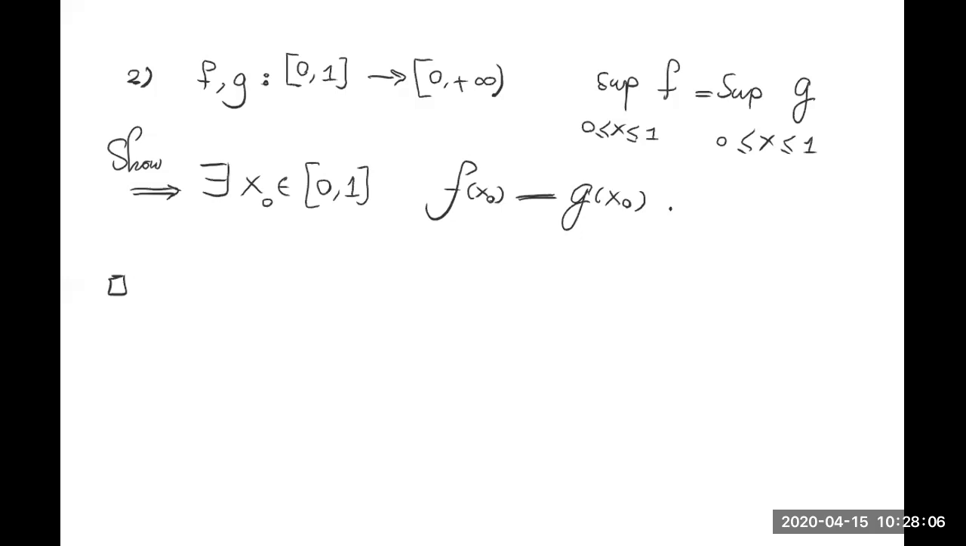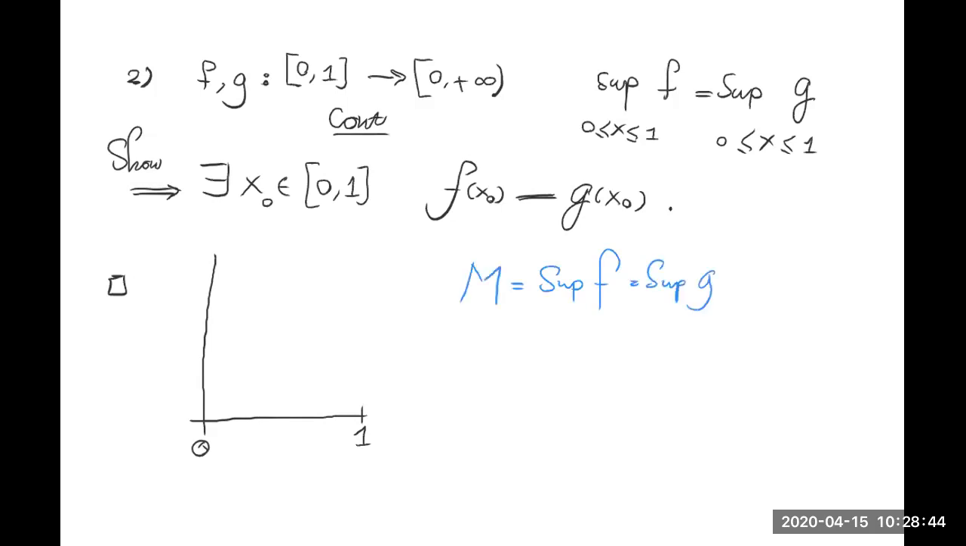So let me tell you how to solve this one. We have seen a similar question, I think, in the previous week. It doesn't actually use derivatives or differentiability. You're assuming the functions are continuous. That's what we're assuming. So let's look at the graph of these functions. Usually looking at the graph of functions gives you good insight and intuition. So we know the supremum of f is equal to the supremum of g. Let's call this number m. And because these functions are non-negative, m is also greater than or equal to zero. Say m is a number there.